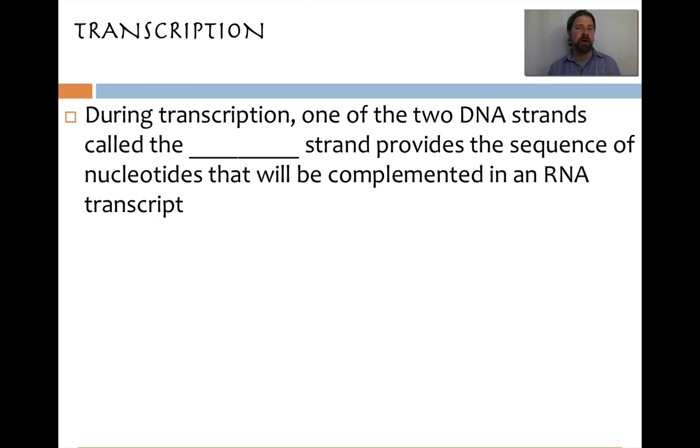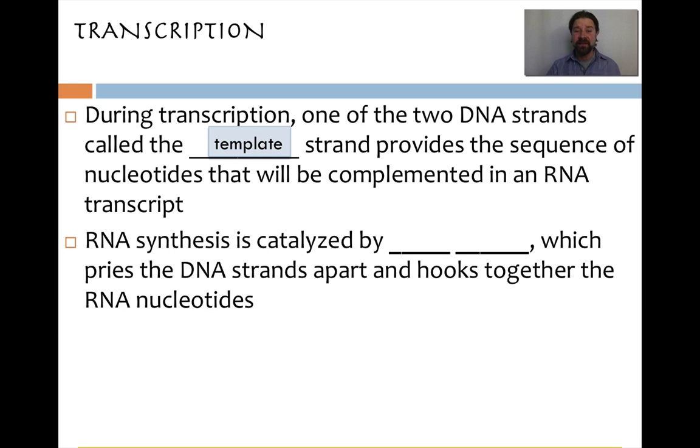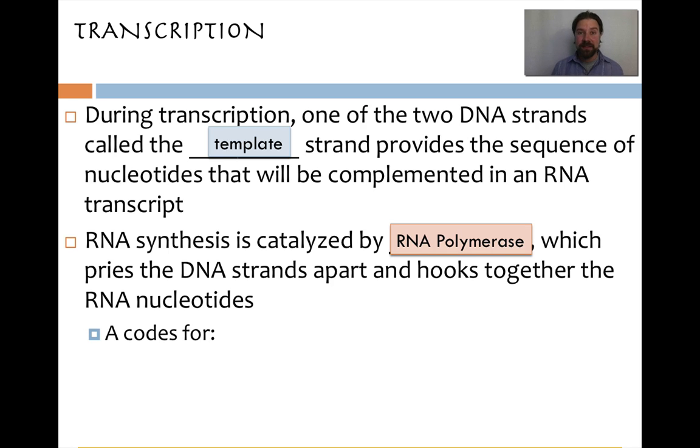We're now going to talk about the actual process of transcription. What goes down to allow that mRNA molecule to be built? So during transcription, one of the two DNA strands, which we're going to call the template strand, will provide the sequence of nucleotides that will be complemented in an RNA transcript. RNA synthesis is catalyzed by RNA polymerase, which pries the DNA strands apart and hooks together the RNA nucleotides.